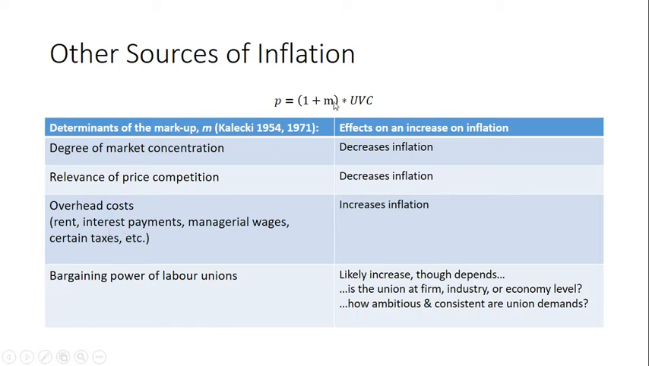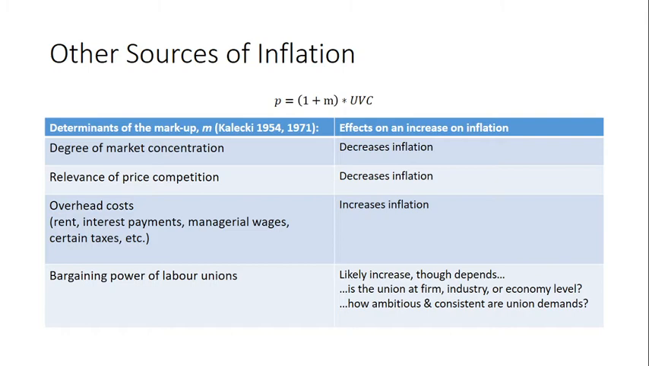So the markup is considered to cover those fixed costs that do not vary, right? So if they increase, then we expect the markup to increase and therefore prices to increase. Now, the last aspect, which is most important for our purposes, is the bargaining power of unions. What is the effect of an increase in the bargaining power of labor unions on inflation?